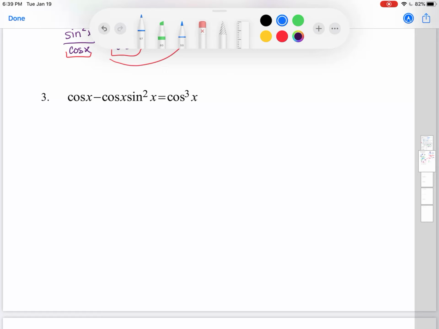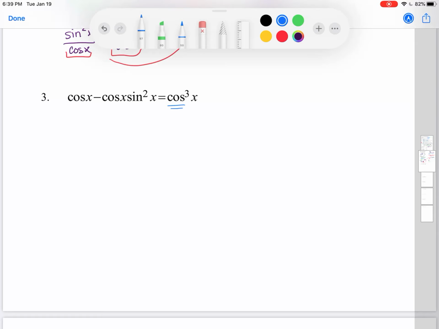Cosine x minus cosine x sine squared x. All right. And sometimes if you get stuck, especially on your homework tonight, take a step back. Take a look at the end result. The end result wants everything to do with just cosines. So I don't want any sines. Well, in the left-hand side, that's what I have. I have cosines, which is good, but I also have sines. So I have to find a way to get rid of sine squared.